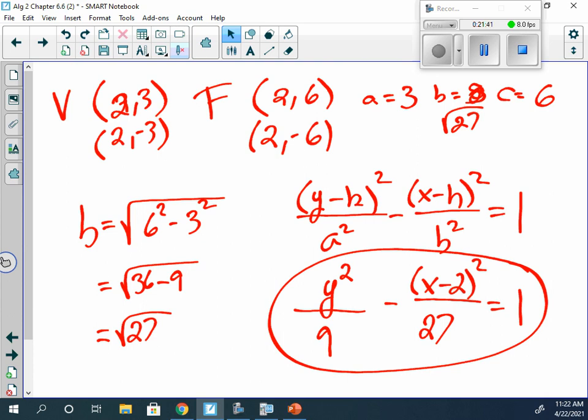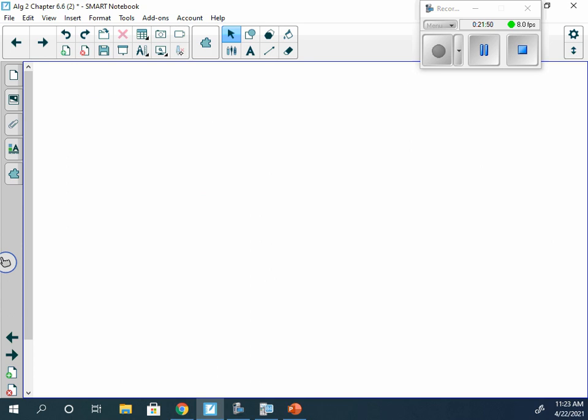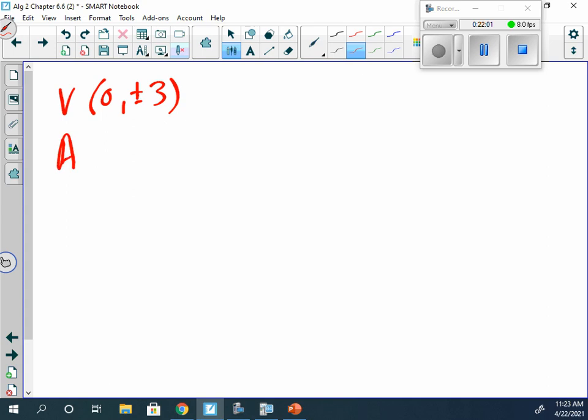We feel okay with this here? All right. Vertices, 0, plus or minus 3. Asymptote: y is equal to plus or minus 3x. Yes. An a to 0. So your center would be 0, 0. And this here we would have x squared minus.